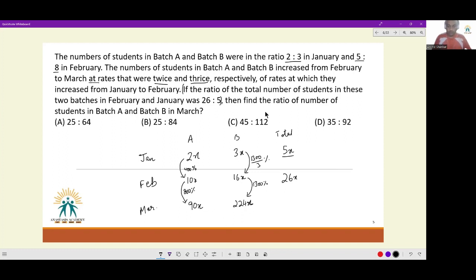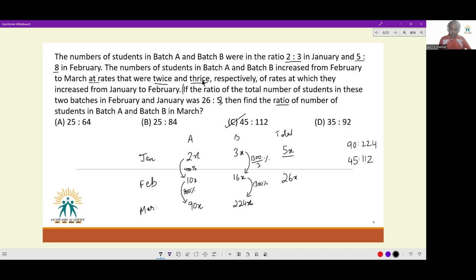Finally, we were asked to find the ratio of the number of students in batch A and batch B. So 90:224 is what we're seeking. 2 can be cancelled out. We get 45:112, or option C is the right answer.